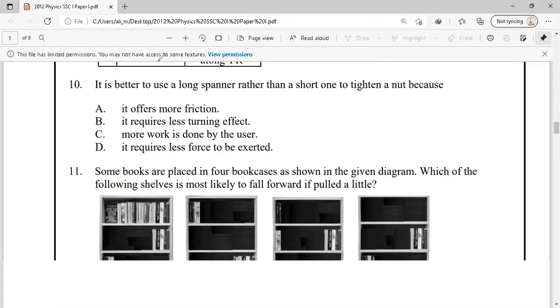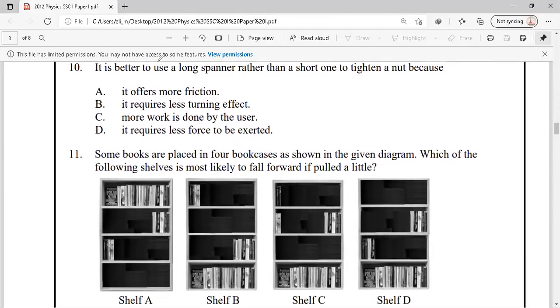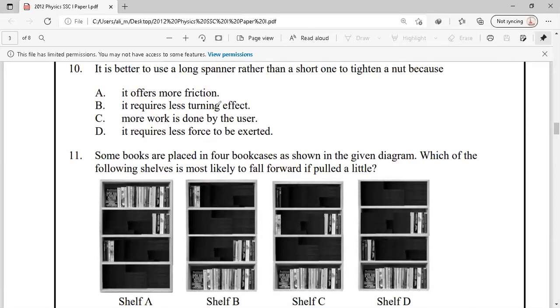Let's come to our next question, that is question number 10. It is better to use a long spanner rather than a shorter one to loosen or tighten a nut. The reason behind this is that the longer the spanner, the greater the chance to increase the moment arm. Whenever the force is applied away from the axis of rotation, there will be a chance to get a greater or more turning effect.